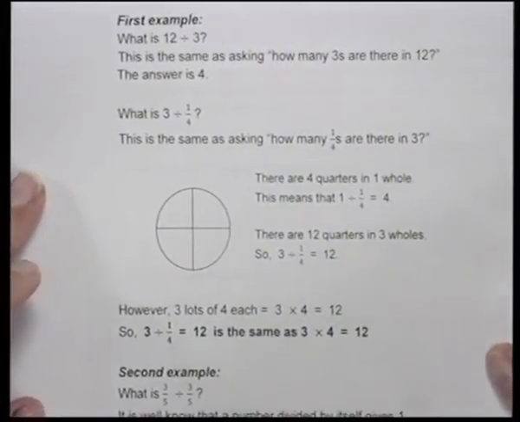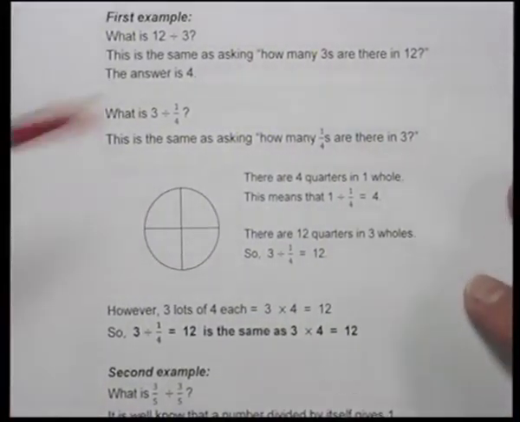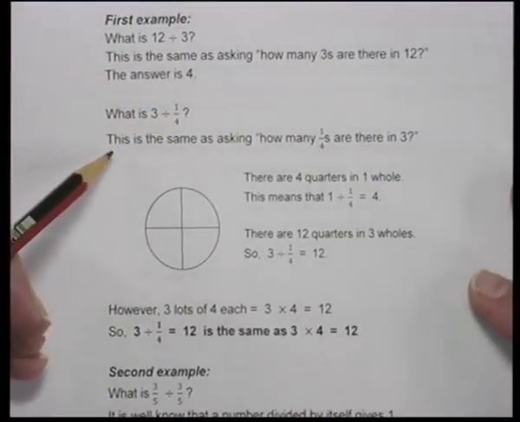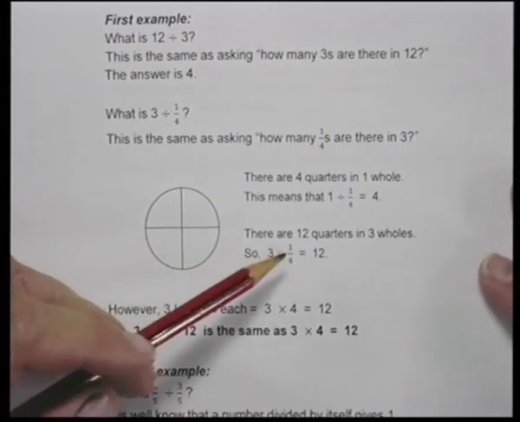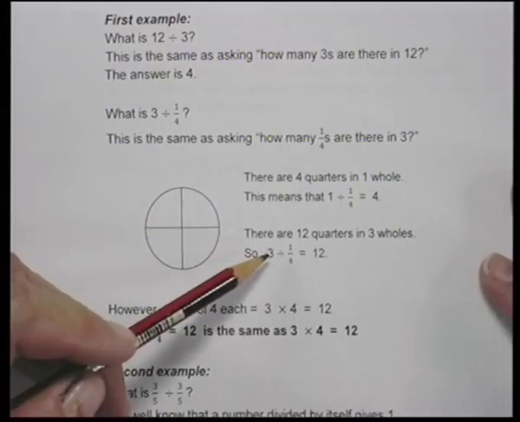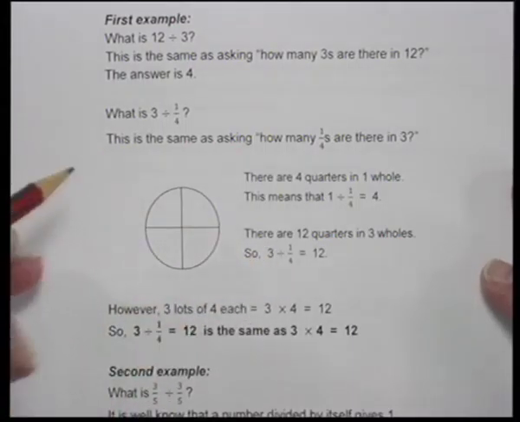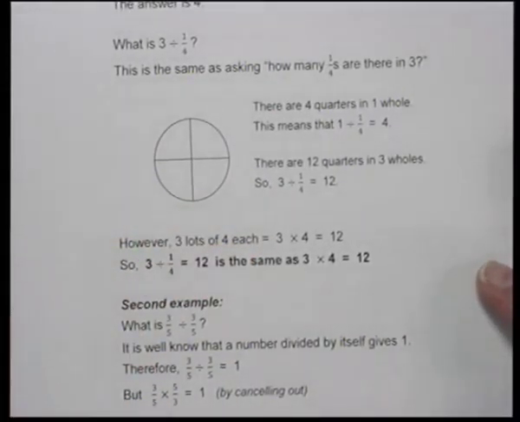If we have to divide with fractions, what is 3 divided by 1/4? This is the same as asking how many quarters are there in 3. There are 4 quarters in 1 whole. This means that 1 divided by 1/4 is 4. And there are 12 quarters in 3 wholes, so 3 divided by 1/4 is 12. To make it easy, we can say 3 times 4, and that is 12.